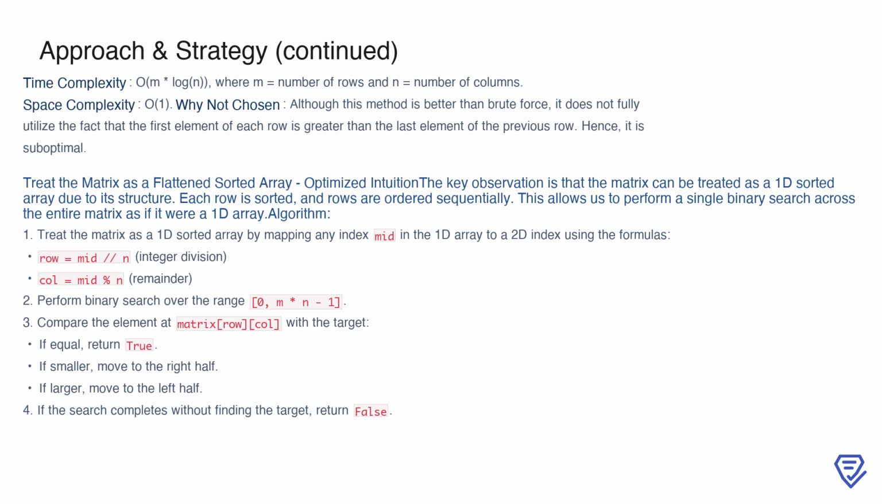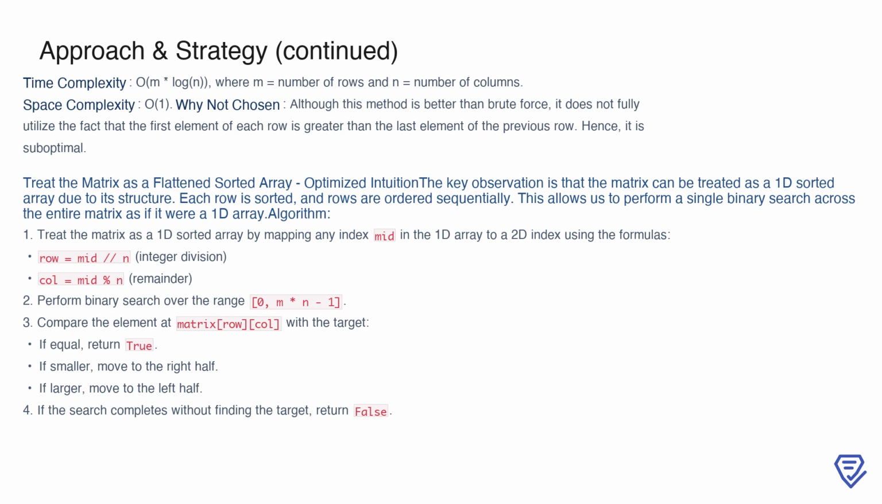Here's how it works: we iterate over each row, and for each row, we perform a binary search to locate the target. If the target is found in any row, we return true. If we finish iterating through all the rows and the target is not found, we return false. The time complexity for this method is O(m*log n), where m is the number of rows and n is the number of columns, because binary search reduces the search space from n elements in a row to log n. The space complexity remains O(1), as we do not require additional data structures.